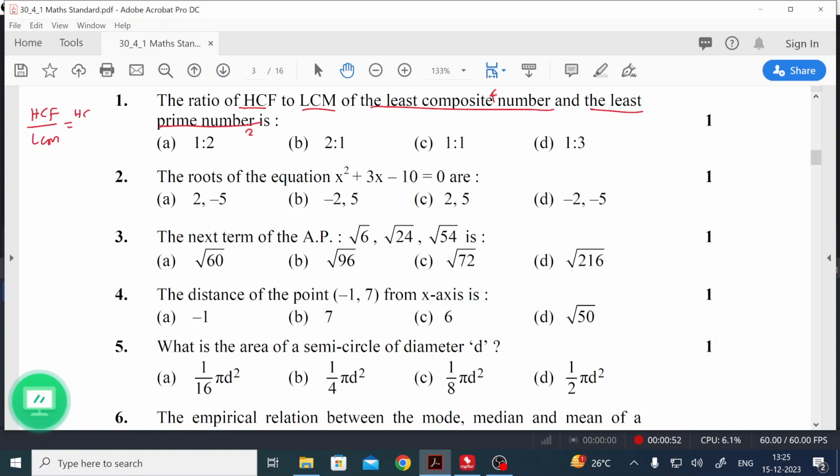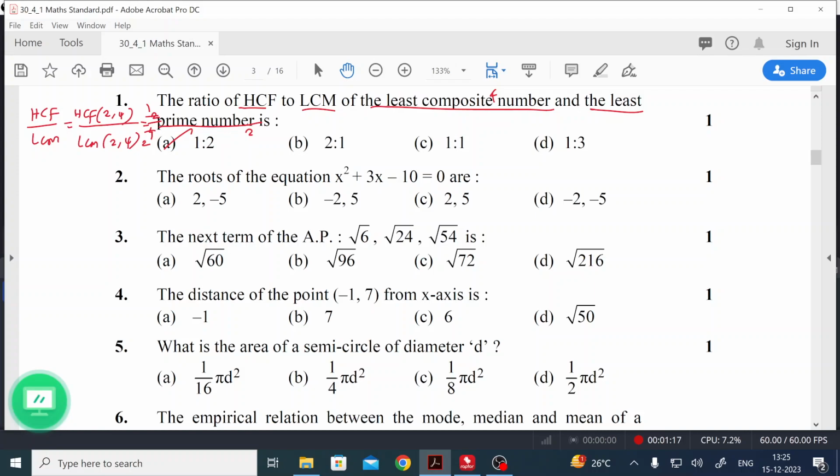HCF of 2, 4 divided by LCM of 2, 4. They are asking in the ratio. What is the HCF of 2, 4? 2. Am I right? LCM of 2, 4 is what? 4. One time, how many times is it cancelled? 2. So 1:2 is your required answer. Do you understand? That's it.